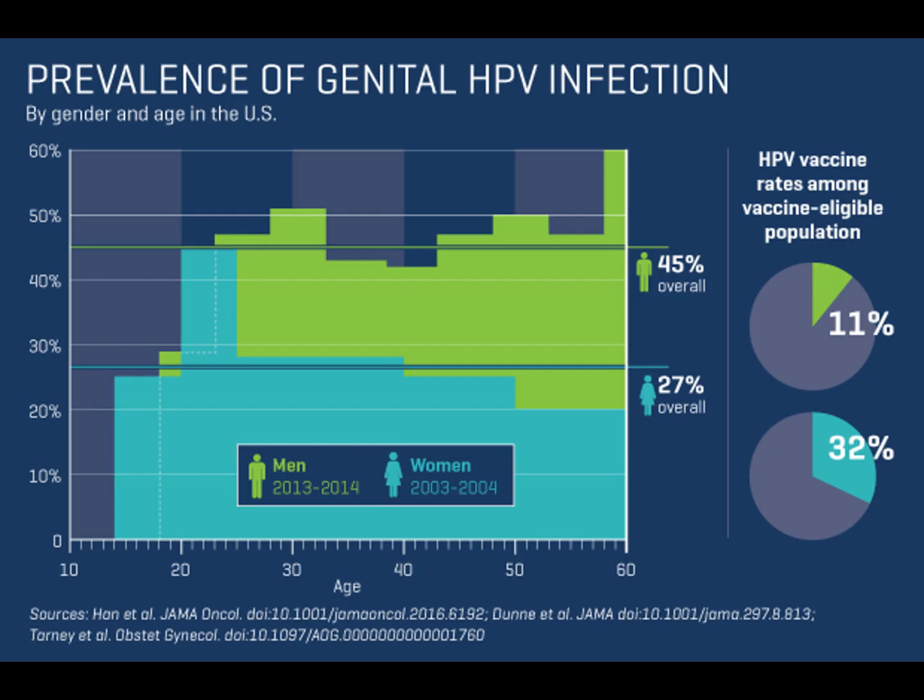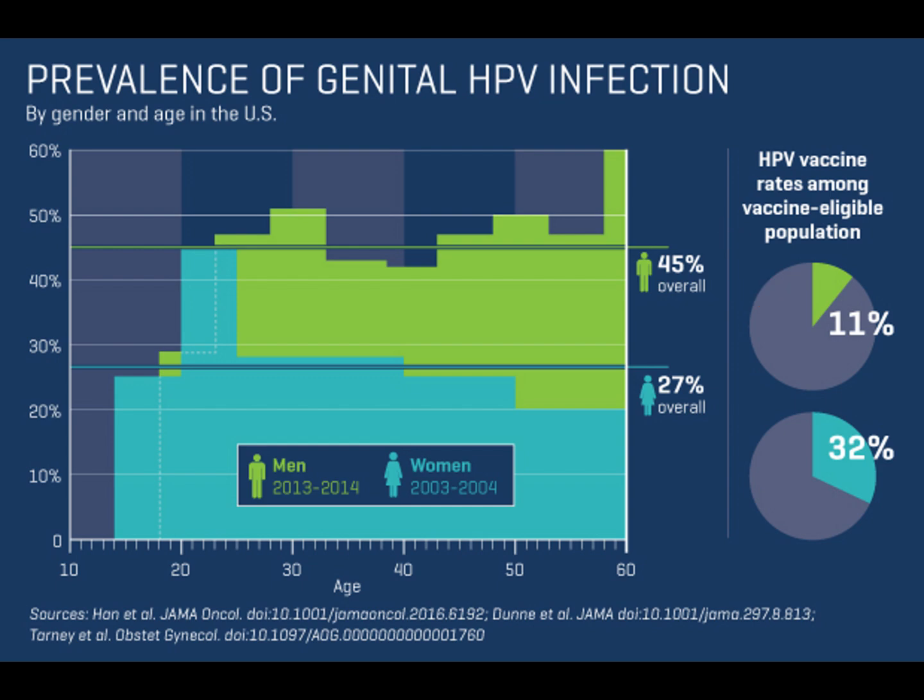Now, this graph here shows the prevalence of genital HPV infection. It also shows how much of the population has the vaccine. So they show this as men and women. Now, HPV does not really show any symptoms in men, but it does cause cervical cancer in women. This is why I think more women are vaccinated than men. Here we can see that 32% of women are vaccinated, whereas only 11% of men are vaccinated.